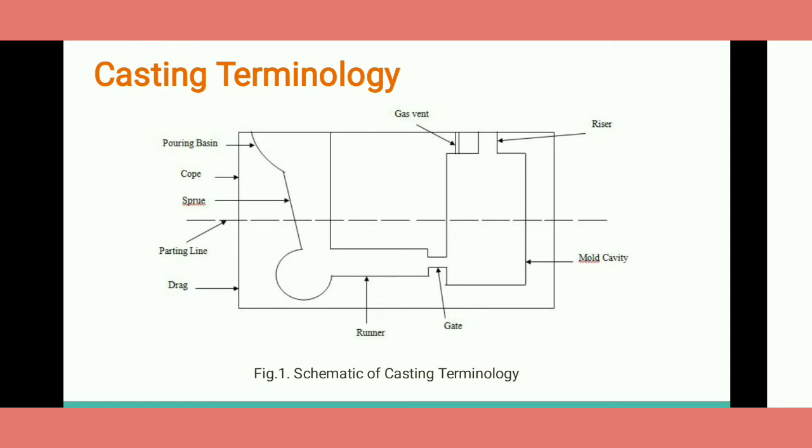Then the sprue, there is a runner. It's a horizontal passage or a channel. After the runner there is a gate. Whatever molten material we are filling passes through this gate into the mold cavity. Next to it there is a mold cavity. Once this mold cavity is filled, the material will be removed from the riser, and there is a gas vent as well. So these are the elements of this casting equipment.